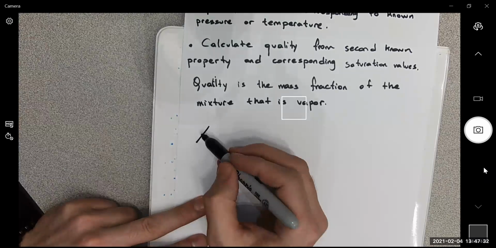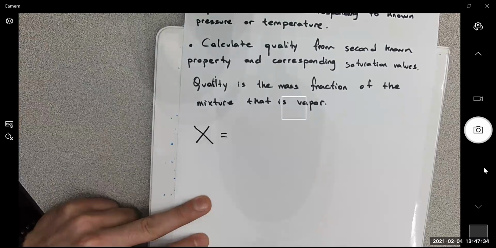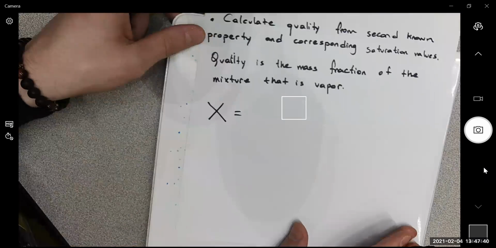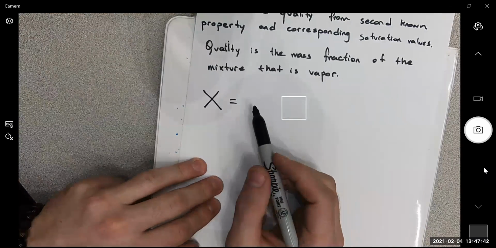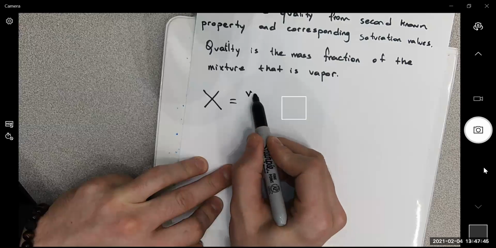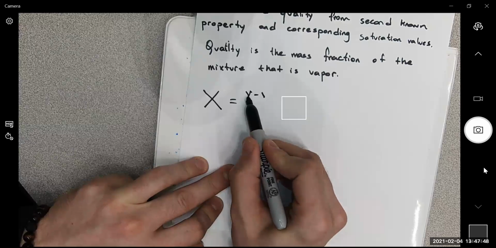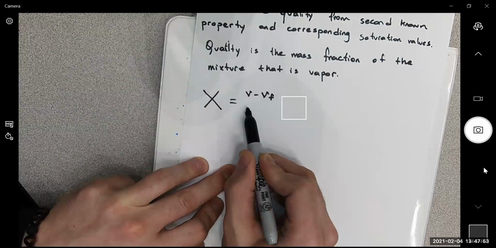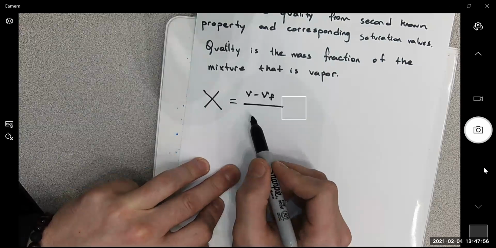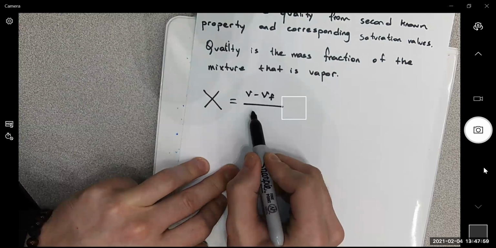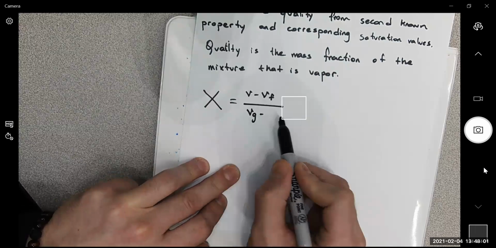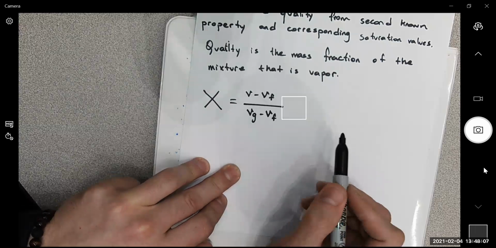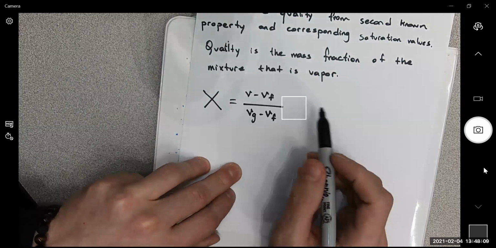The quality factor, shown with X, is calculated from the second known property. For specific volume, it is the specific volume of the mixture minus the specific volume of saturated liquid, divided by the difference between the saturated vapor and saturated liquid specific volumes. Okay.